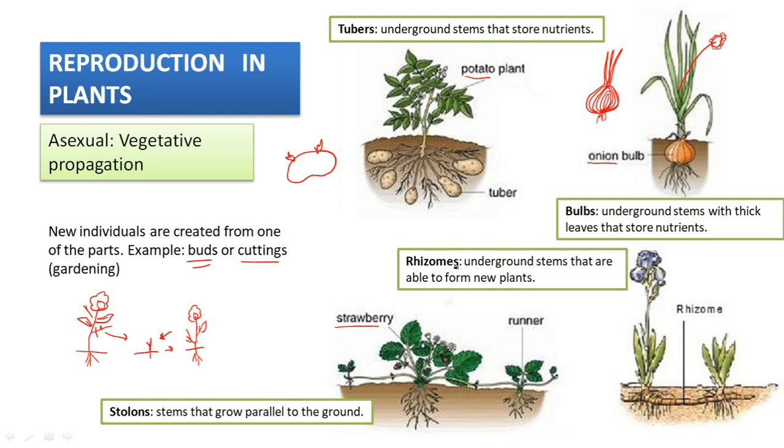And the last one are rhizomes. Rhizomes are underground stems that are able to form new plants. So it's very similar to stolons, but in this case, it's not a superficial stem, it's an underground stem. When it finds a good location, it can develop roots and leaves, and you have another plant. There are a lot of types of plants with this kind of asexual reproduction. For example, grasses, weeds, and trees like oaks. Good.